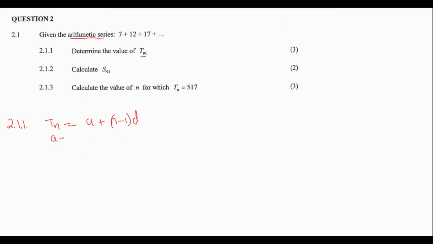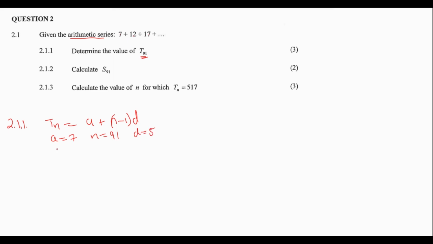Our a is equal to what? 7. Our n is going to be 91. We're finding term 91. And then our d, the difference: 12 minus 7, that is 5. 17 minus 12, that is 5. So our difference is 5.